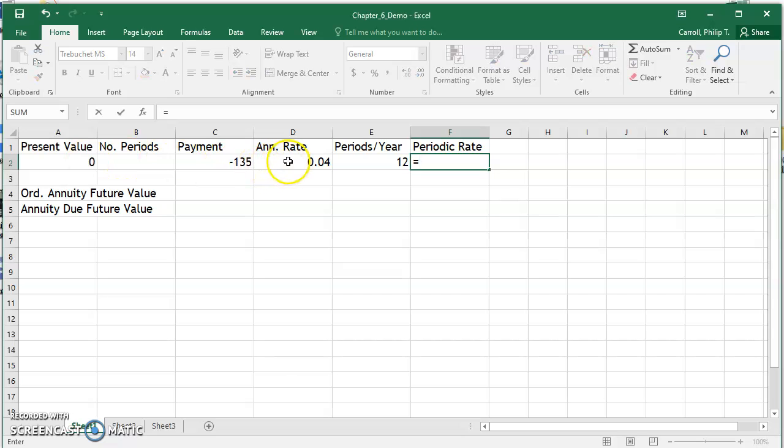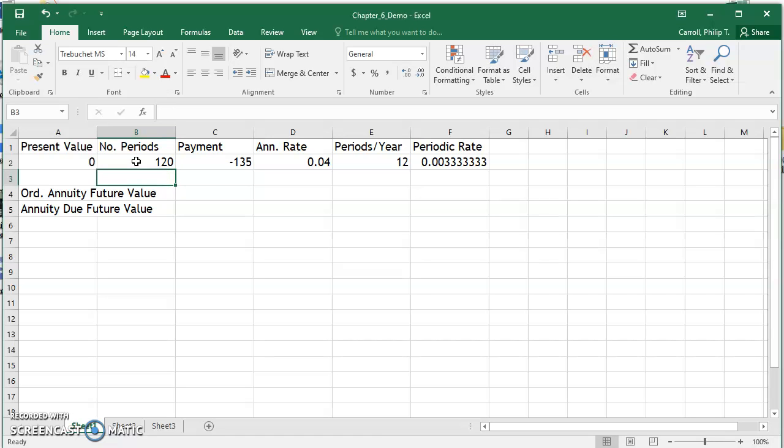And then we'll calculate the periodic rate the same way we have been, the long way: annual rate divided by number of periods per year. We hit enter and it gives us that. That way there's no round-off error or anything; Excel's got the value in there. The total number of periods: we're doing this over 10 years, 12 months in a year, so that's going to be 120 total payments.